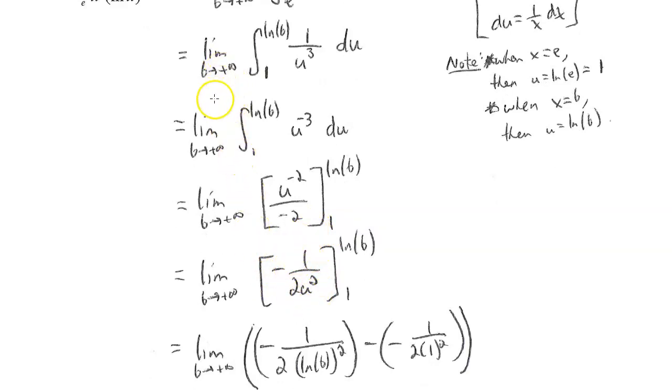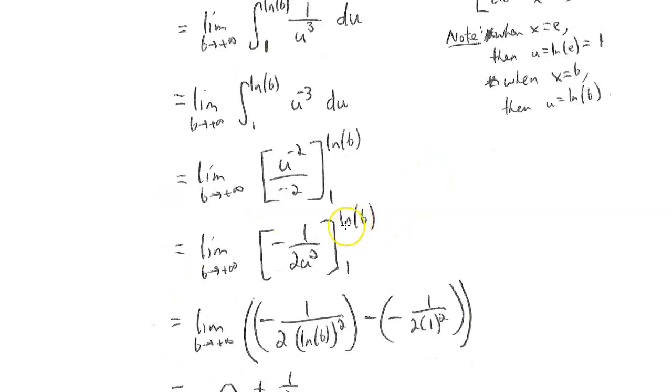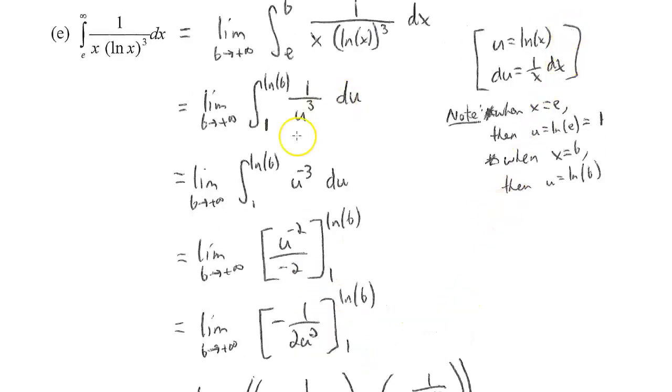Okay, so again, it's kind of a pain to have to keep writing this limit as b approaches infinity, but please do that every time. Otherwise, what you're writing won't be correct. And also connect your answers by putting equal signs between them. Okay, then finally plug in ln of b for u and plug in 1 for u and subtract. So we don't have to go back to x's because we changed our limits of integration here.